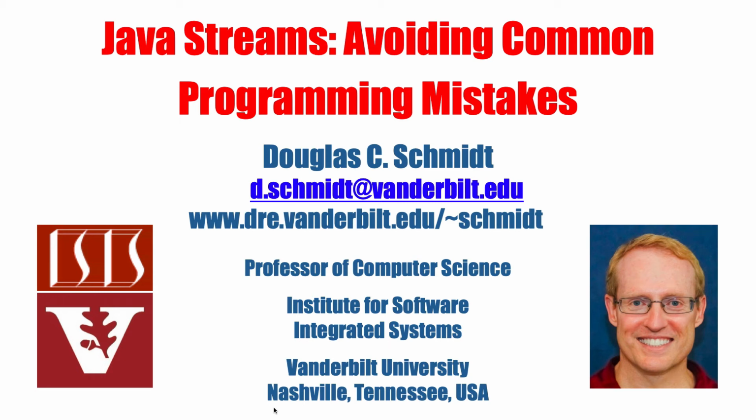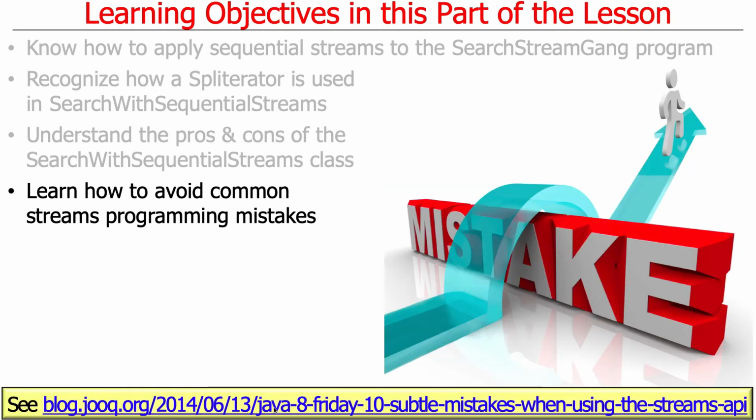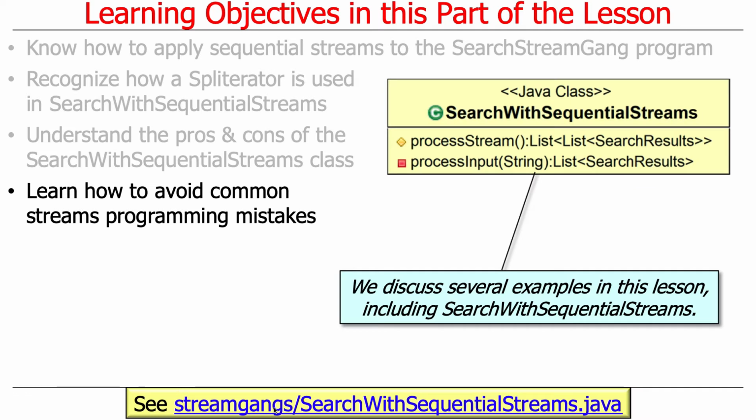So the final lesson from this section talks about how to avoid common programming mistakes with Java streams. And just to make the discussions concrete, we're going to be discussing these things in the context of our search with sequential streams example that we've been talking about, with a few other things that demonstrate a few points that don't really show up in search with sequential streams.